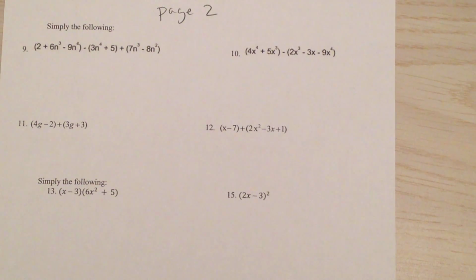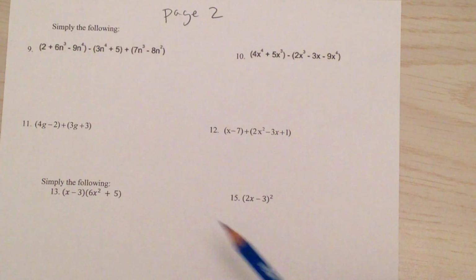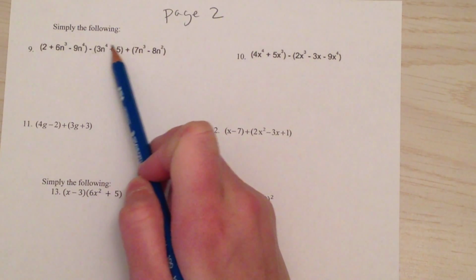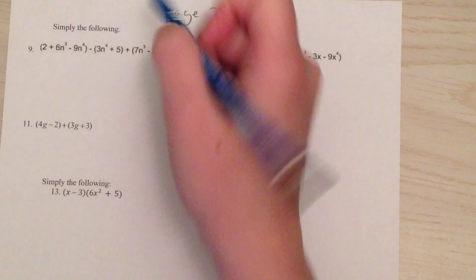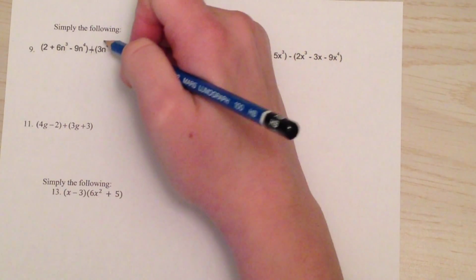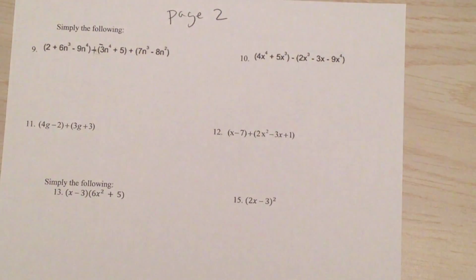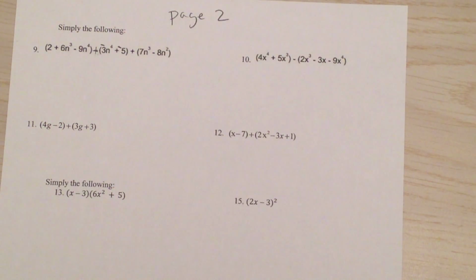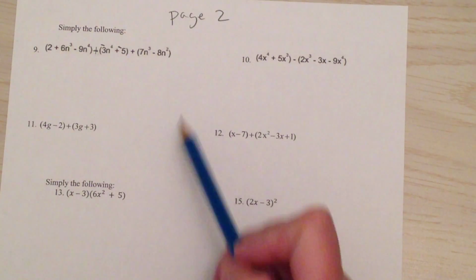So this is a combined like terms problem, but all I have to do before I get started is, anytime you see a subtraction in between, I need to distribute that negative to the next parentheses. So I'm going to say this is a plus, and then this positive 3 is now a negative 3, and this positive 5 is now a negative 5. Now I need to go ahead and sort everything out.